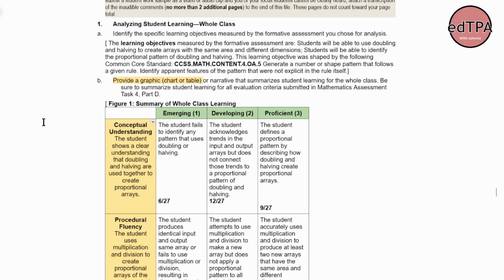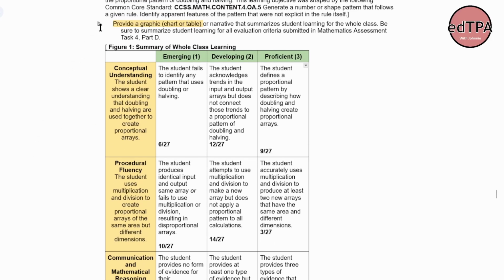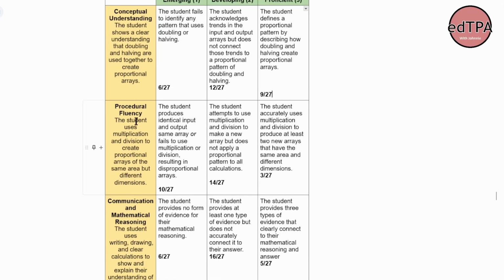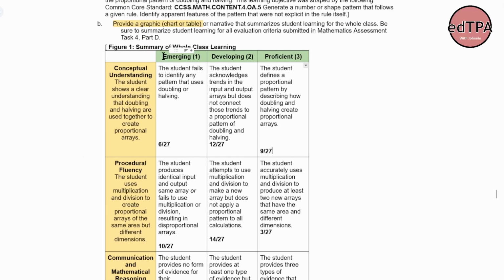Now the really important part is the graphic chart or table. This one's really strong. So provide a graphic chart or table. You can use a narrative as well. You can see this one's pretty strong. Each of the three areas is defined: conceptual understanding, procedural fluency, communication, and mathematical reasoning. They have three levels: emerging, developing, proficient. Proficient here is meeting the expectation. Emerging is at the very, very basic level. Developing is a step up towards proficient, and proficient is meeting.